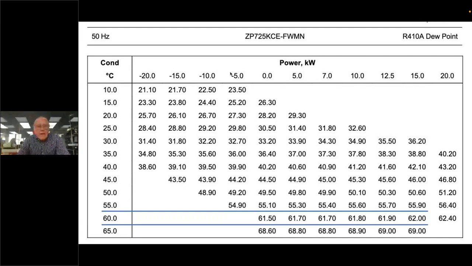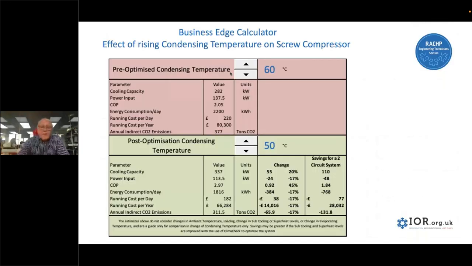We've written our own calculator for looking at condensing temperature effects on screw compressors and other compressors. And here you can see the difference. We have a cooling capacity here of 337 kilowatts if we have a condensing temperature of 50 degrees C versus 282 kilowatts with a condensing temperature of 60 degrees C, which really illustrates the point.